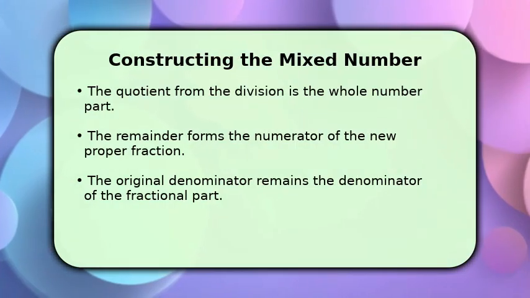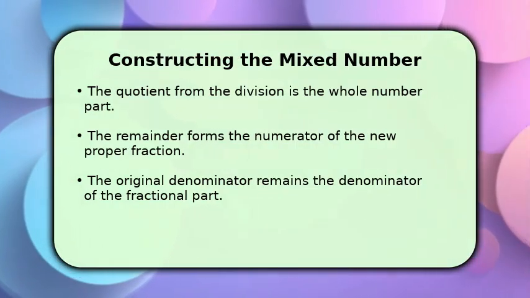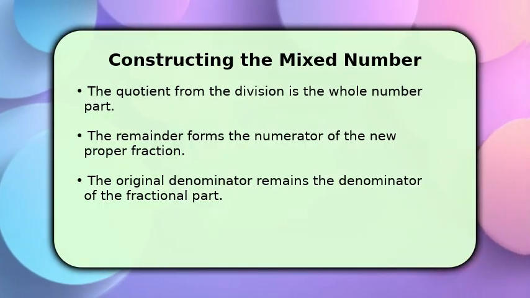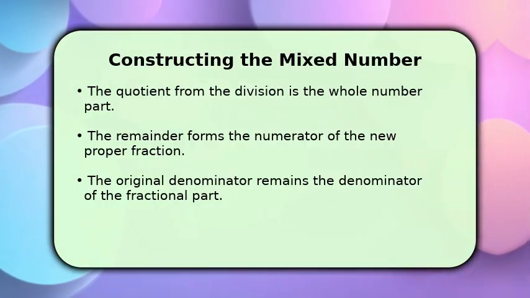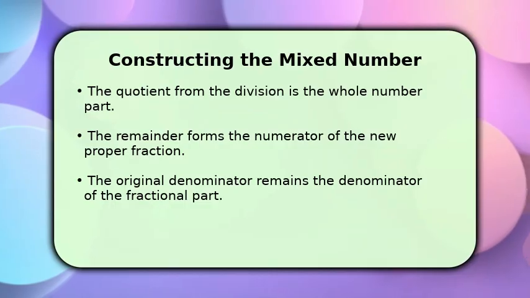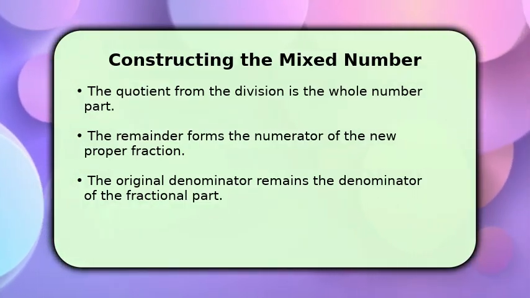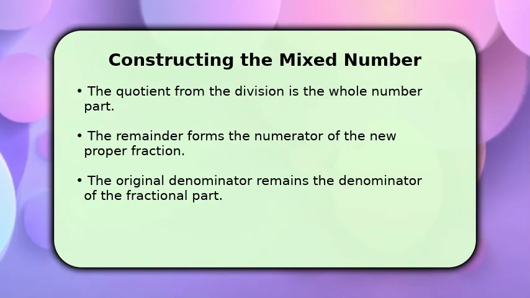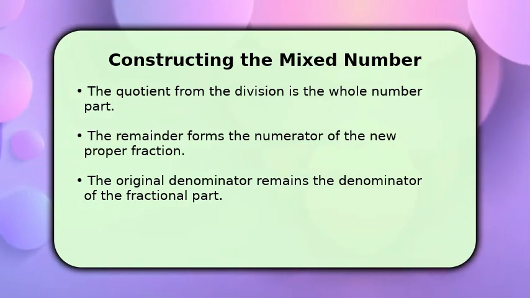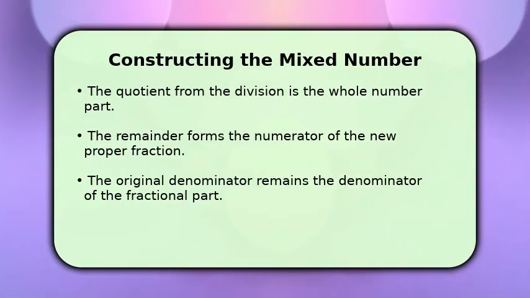Once you have your whole number and remainder, forming the mixed number is straightforward. The whole number you found, like the 3 from 7 halves, stands alone. The remainder, which was 1 in our example, becomes the numerator of your new fraction. The original denominator, 2, stays as the denominator. So, 7 halves becomes 3 1/2, a clear and concise representation.